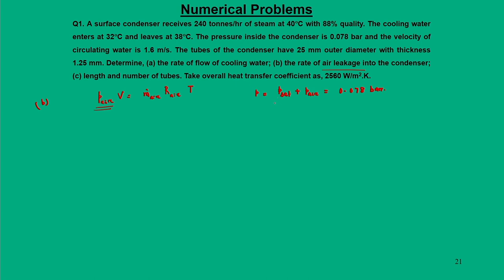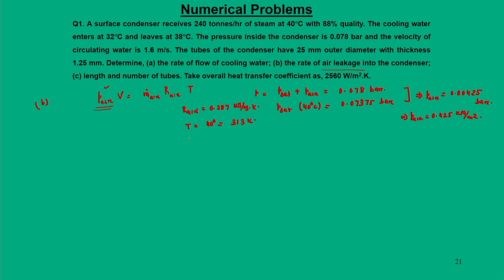And this saturated pressure at 40 degree centigrade is 0.07375 bar. From this we can calculate PAR as 0.00425 bar, or this value is 0.425 kilonewton per meter square. We have PAR. Now RAR is equal to 0.287 kilojoule per kg Kelvin, and the temperature is 40 degree centigrade, which equals 313 Kelvin.